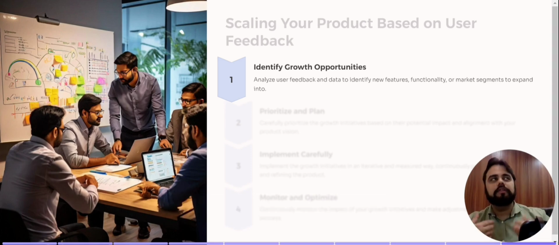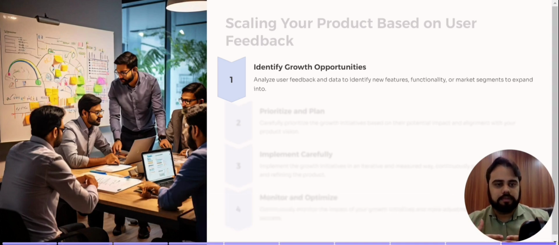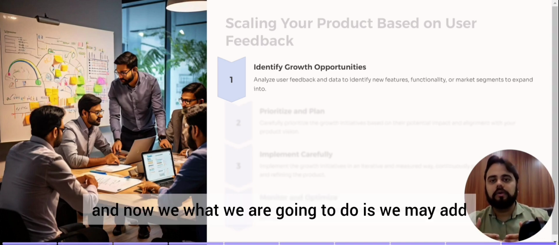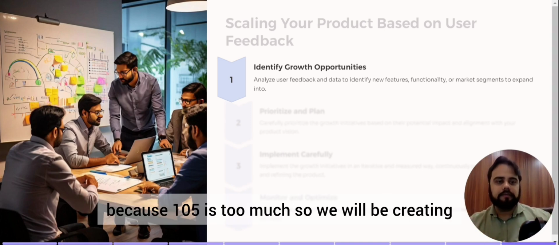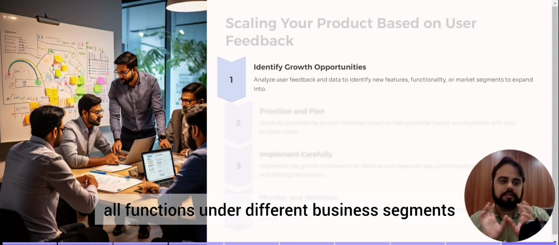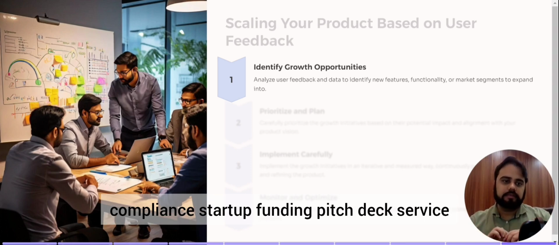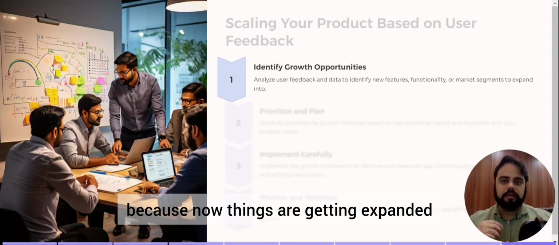Because initially when we started as Legal Suvidha, we had only 5-6 services. Now we have 105 services. Okay, so over the period we have evolved as an organization, and now what we are going to do is, because 105 is quite a lot, we will be creating all functions under different business segments. So we are going to do business segmentation very soon, like accounting, finance, startup compliance, startup funding, pitch deck service. Okay, so service-wise segmentation we will be doing very soon, because now things are getting expanded.